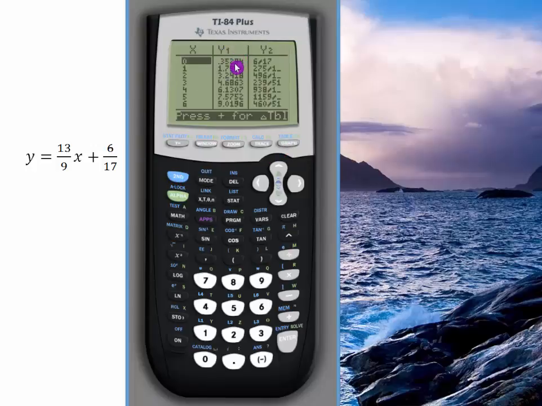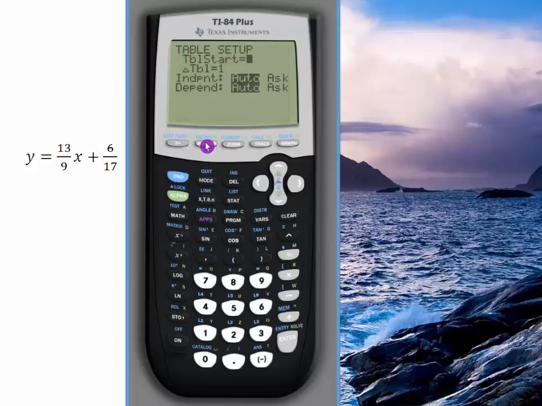Here, Y1, we've got all of the points in decimal form. And here, Y2, we've got all of the points in fraction form. We can scroll up into the negative numbers, or scroll down into the positive numbers. But let's say you wanted to know a specific value. Press 2nd window to bring up table set.